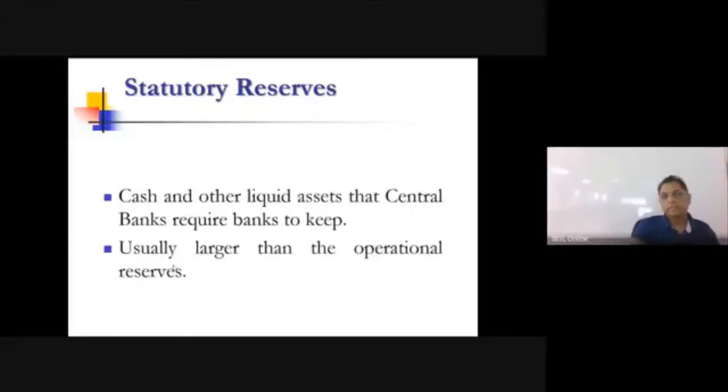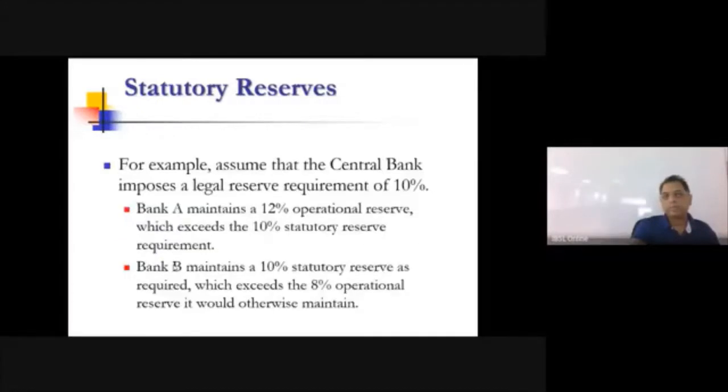The SRR amount the banks have to keep on their deposits is usually larger in quantum than the operational reserves. So, for example, if a bank maintains a reserve of 12%, it exceeds the SRR of 10%. And if the bank maintains a reserve of 10%, it exceeds the 8% operational reserve it needs to maintain. So basically, it has to keep a buffer above the SRR for operational reserve purposes.